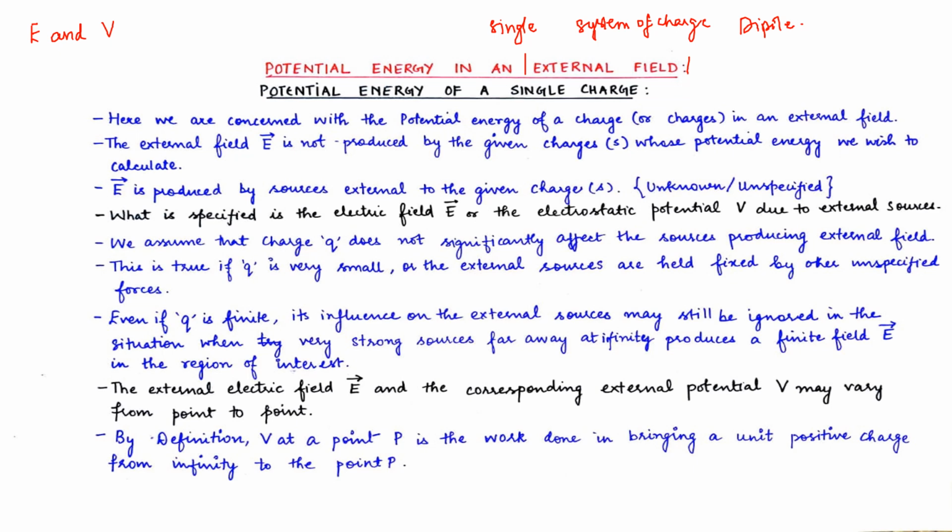Now we will start with the first case, and that is potential energy of a single charge. Here we are considering a single charge. What exactly we are doing is that we are bringing this single charge from infinity to a given point specified in this space, which is having these external electric fields. In these external electric fields we have defined from where these fields are coming and why this charge is not playing any role in creating its own energy to that particular source of external field.